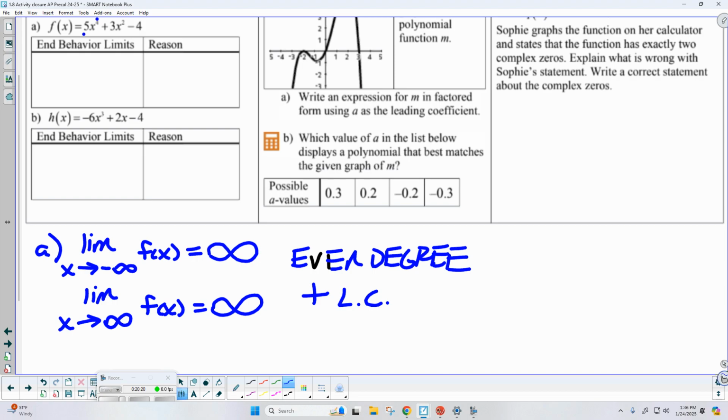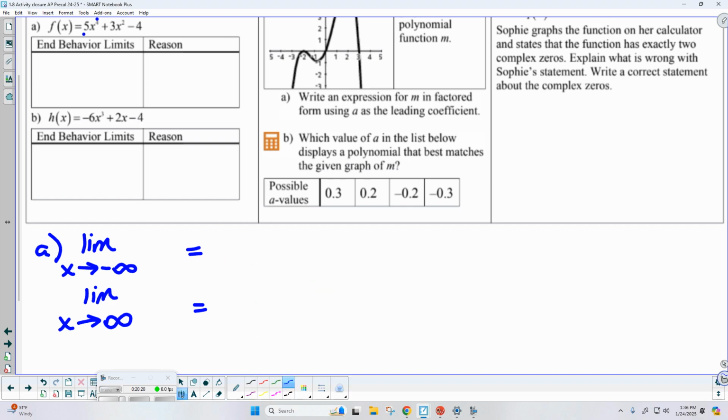Okay, try B on your own. Go ahead and erase this real quick, because now we're dealing with h of x. This is B. Negative 6x cubed plus 2x minus 4.